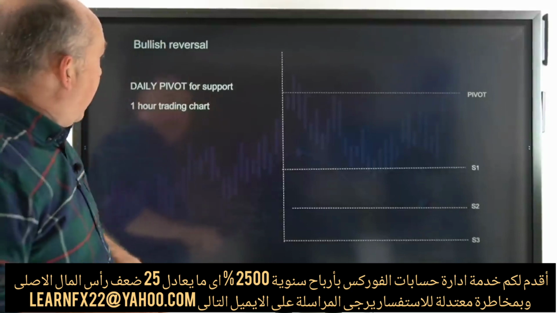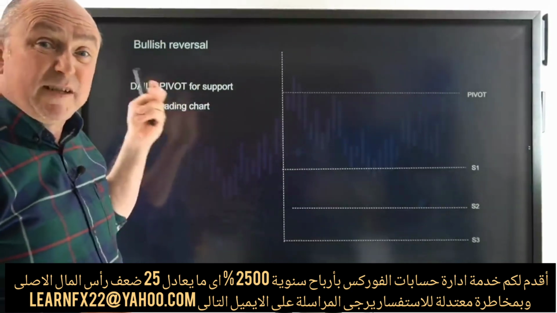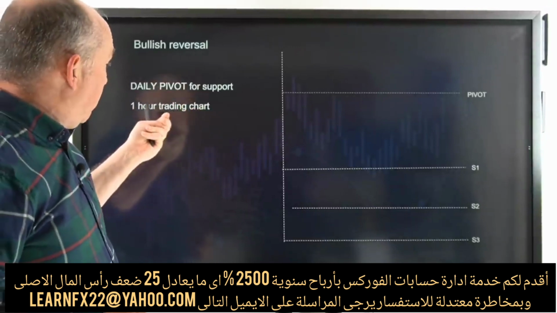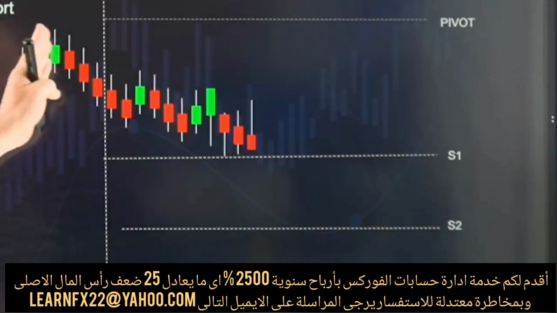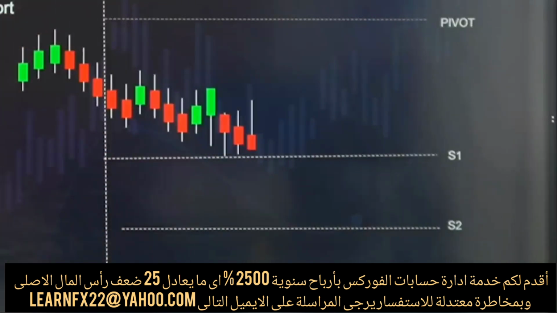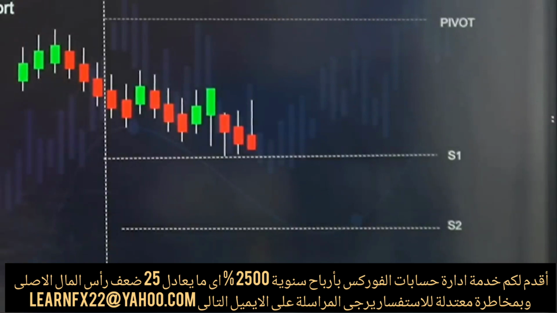Let's have a quick look at the bullish reversal. Okay, again, I'm using the daily pivot points for support in this case, and I'm trading on the 1 hour chart. Okay, so we are looking at the market trading down. We're coming into this S1 level. Is it going to hold, or is it going to break out and continue to the downside?